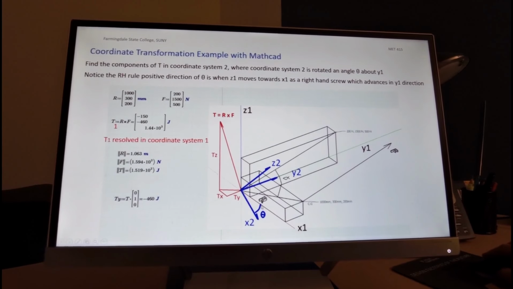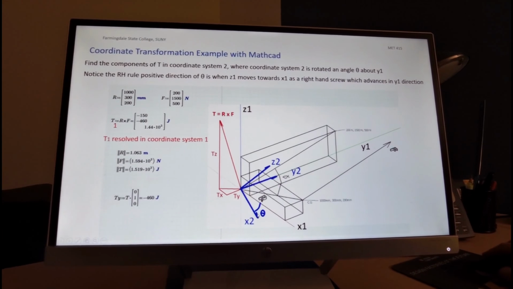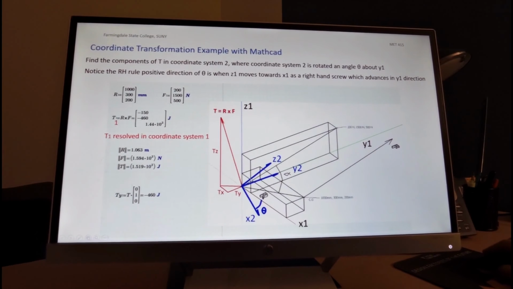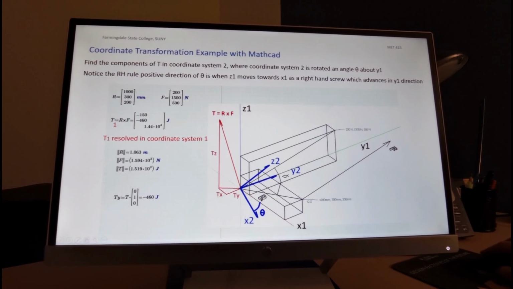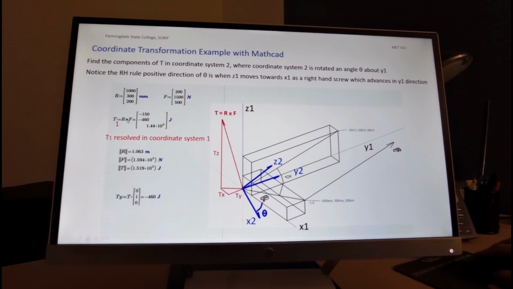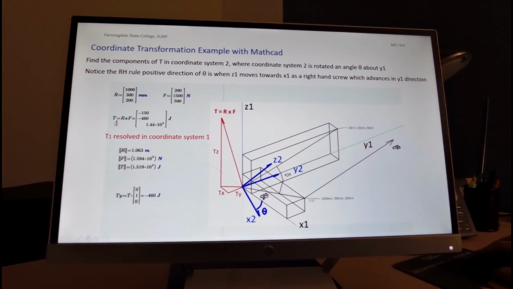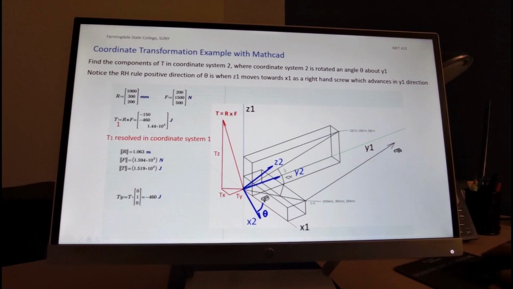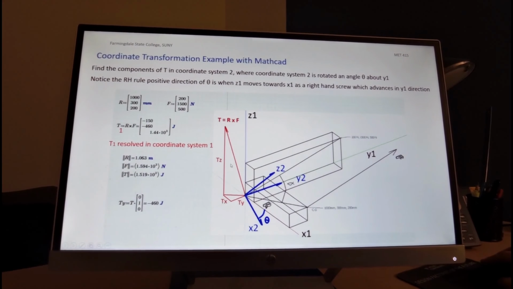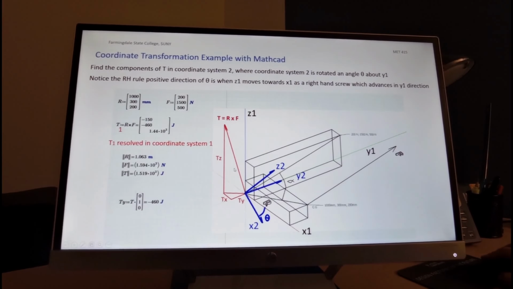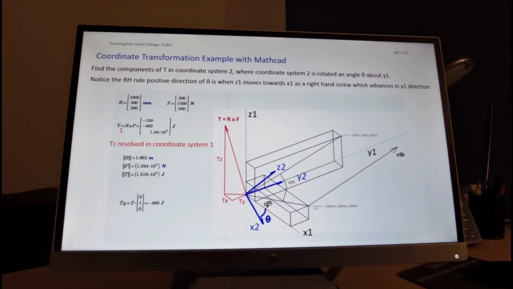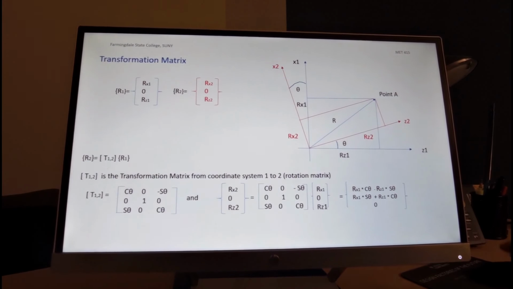You see that x1 is rotated over here by theta to get x2, and z1, not shown, is also rotating by an angle theta. They keep themselves still orthogonal to each other. So to do this, we will define the vector t in coordinate system 1 as t1. It's exactly what we had before. And we will define the projection of t on system 2 as t2. Now the question is, what will be the transformation matrix?